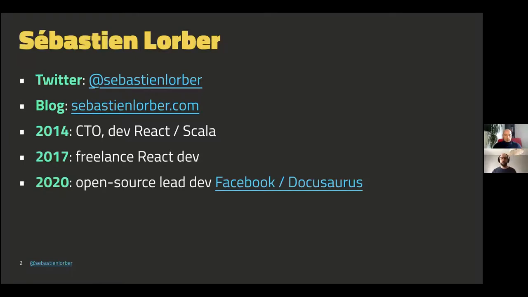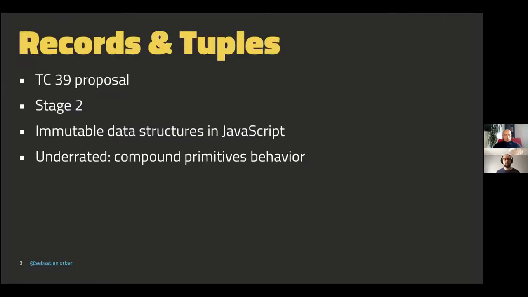So what are Records and Tuples? It's a TC39 proposal, which is currently in stage two. And the goal is to bring immutable data structures natively to JavaScript. This is already a nice behavior, a nice addition that many are looking for. But I think the most underrated part is the comparison.